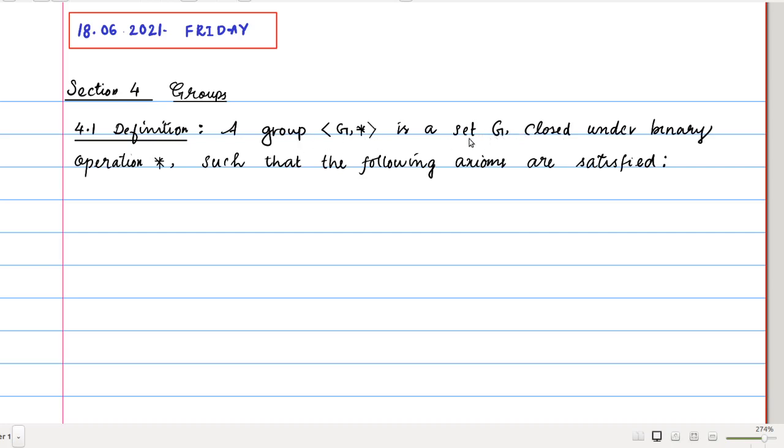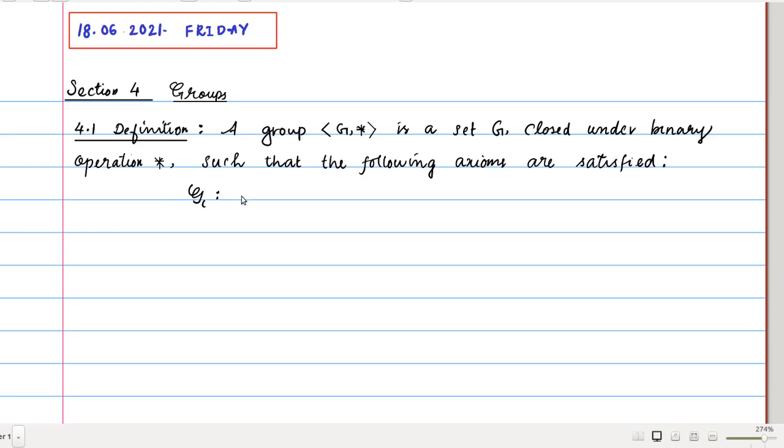This is a set G. A group (G, star) is a set G closed under the binary operation star. So this star is a binary operation. Closed under binary operation star means that star is a function from G cross G to G. That is the definition of a binary operation, such that the following axioms are satisfied. What are the axioms? The first axiom is denoted by G1.